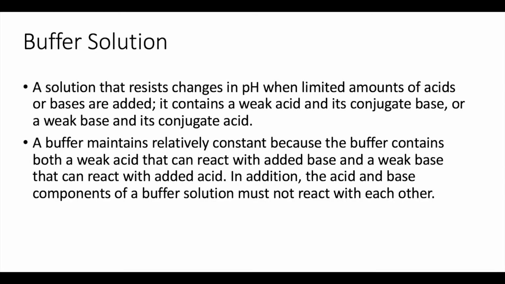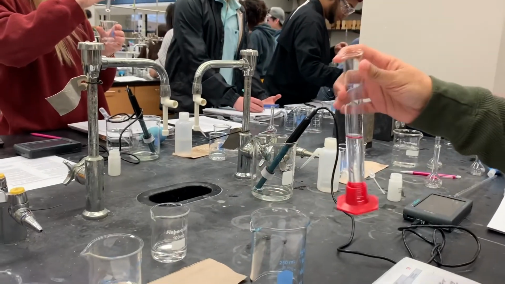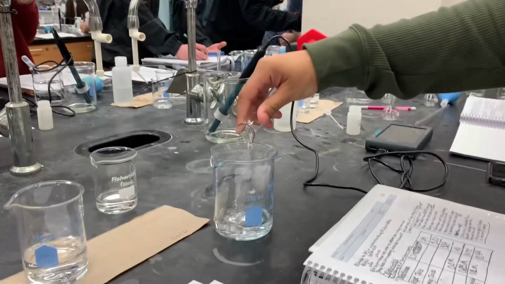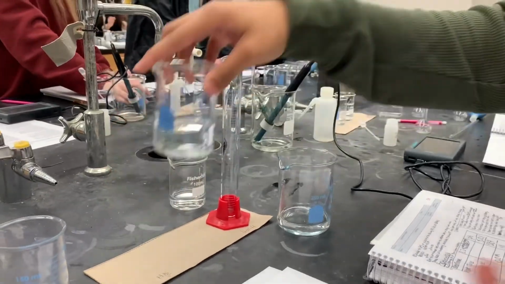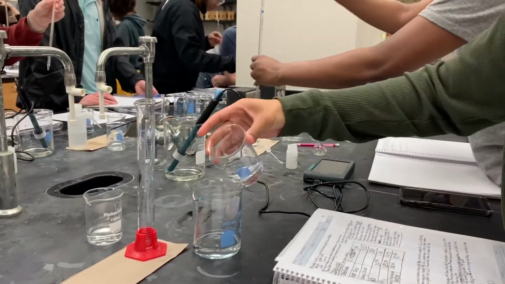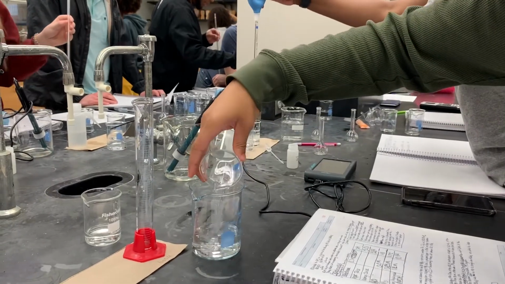A buffer solution is a solution that resists this change in pH when limited amounts of acids or bases are added. It contains a weak acid and its conjugate base, or a weak base and its conjugate acid. A buffer maintains a relatively constant pH because the buffer contains both a weak acid that can react with added base and a weak base that can react with added acid. In addition, the acid and base components of a buffer solution must not react with each other.